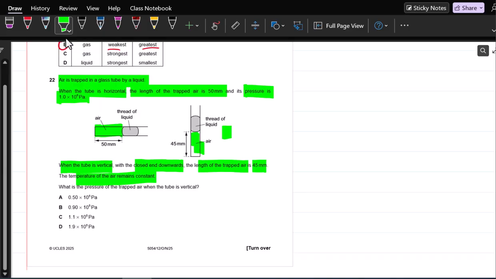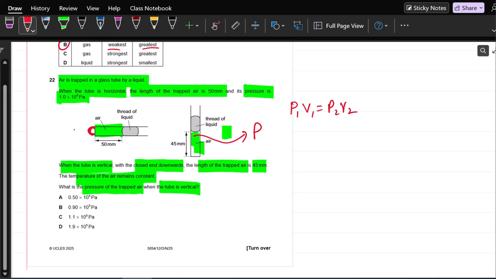What is the pressure of the trapped air when the tube is vertical? So what is the pressure here? You know that P1 V1 is equal to P2 V2. They are in the same tube, so the cross-sectional area is constant for both of them.